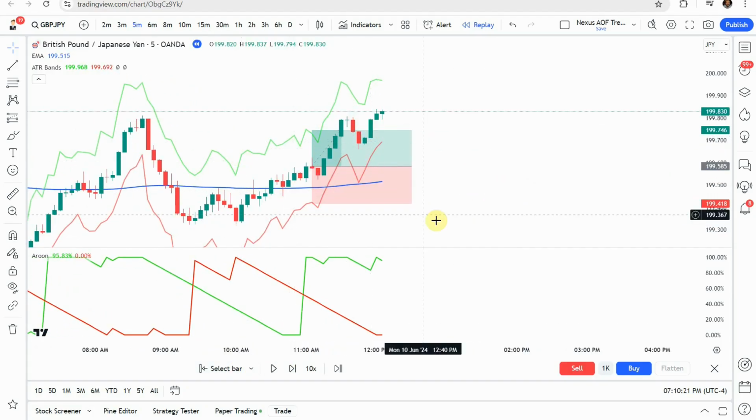And again, a really nice push to the upside, getting us to our take profit once again. Alright, so that puts us at the end of the testing right there.